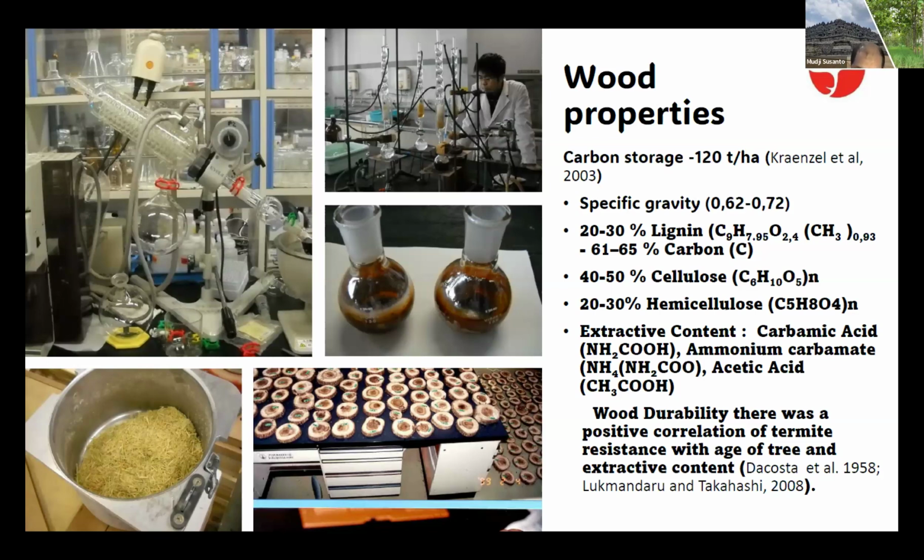Based on research studies, it's known that a teak plant can store 120 tons per hectare of carbon. If we look at the chemical wood properties, all the chemical components contain carbon.